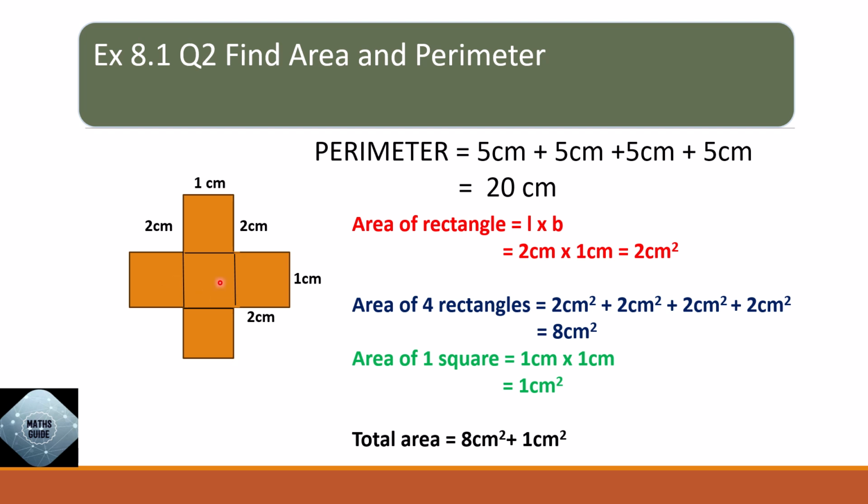And then we have a square. The side of the square is 1 centimeter, so its area is 1 centimeter square. The area of 4 rectangles is 8 centimeter square and the area of this square is 1 centimeter square. So 8 centimeter square plus 1 centimeter square is equal to 9 centimeter square. So the total area of the shape is 9 centimeter square. 2 plus 2 plus 2 plus 2 and this plus 1 is equal to 9 centimeter square.